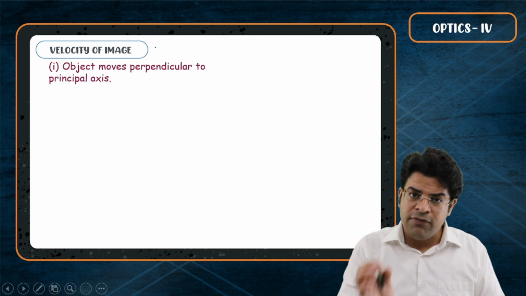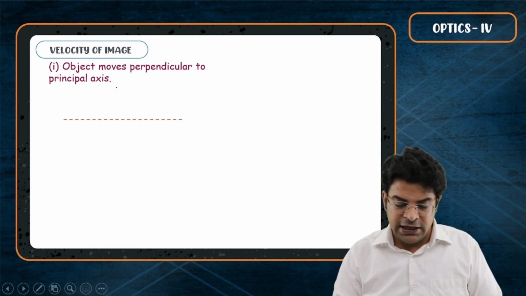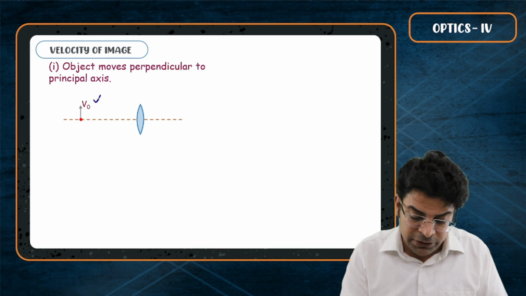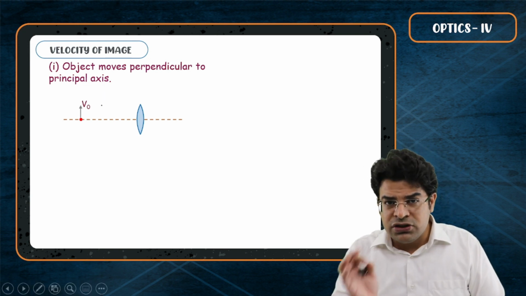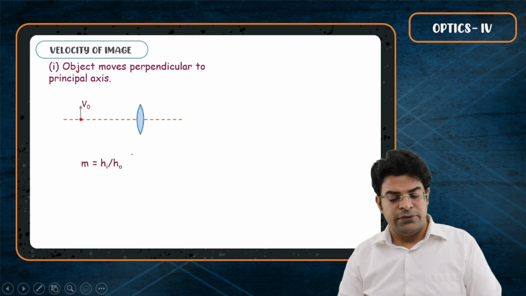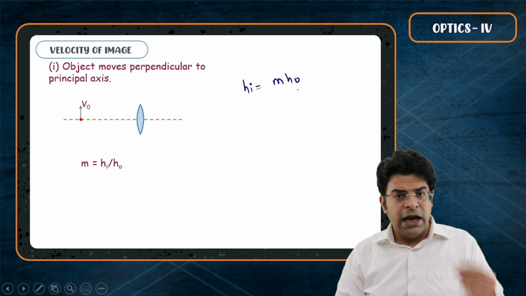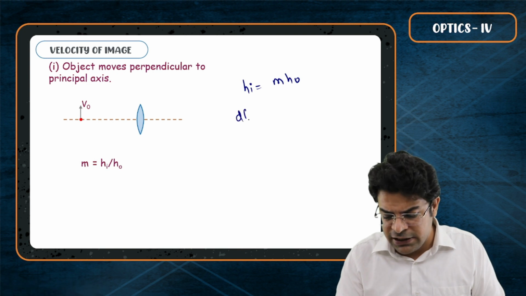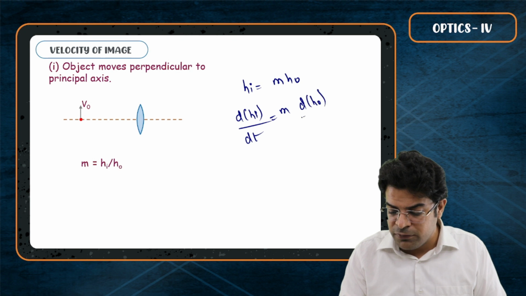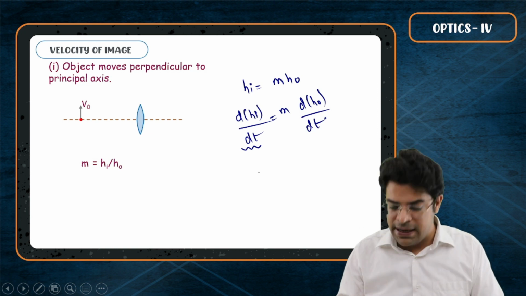Let's say you have got an object which moves perpendicular to the principal axis. So there is the principal axis, there is a lens, and you have got an object which has got velocity perpendicular to the principal axis. You know that for such an object, we can say that the magnification is nothing but height of image upon height of object. So can I write that height of image equals magnification times height of object? And differentiating both sides with respect to time, I will say that the rate of change of height of image with respect to time equals magnification times the rate of change of height of object with respect to time. And this rate of change of height of image with respect to time is the velocity of image.